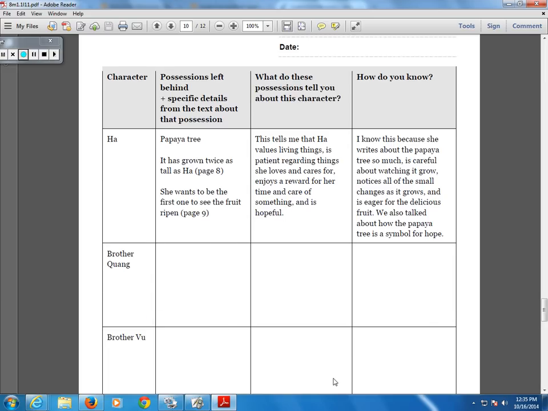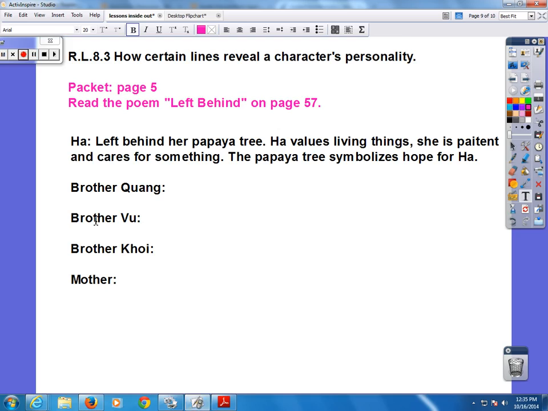Looks like this. And we're looking at the poem Left Behind on page 57 of the book. So read that poem now. You can pause the video.